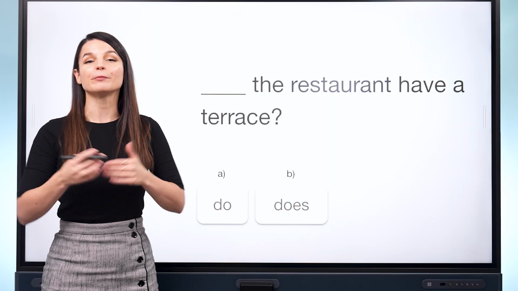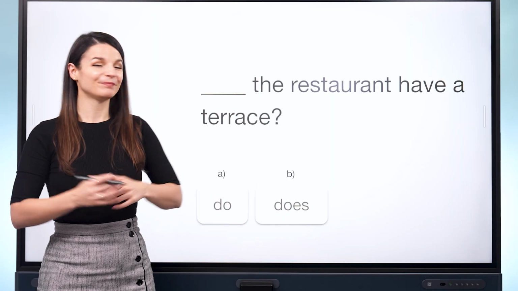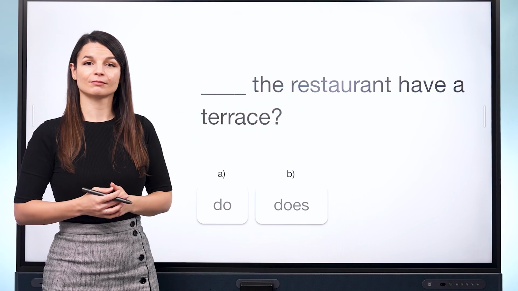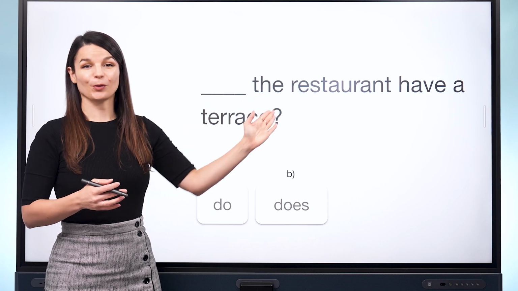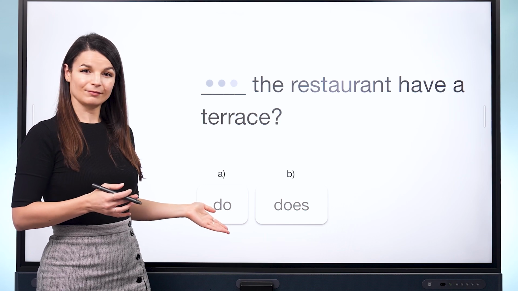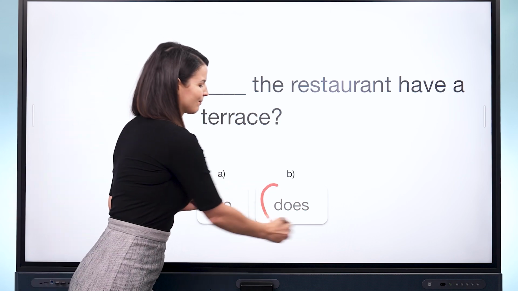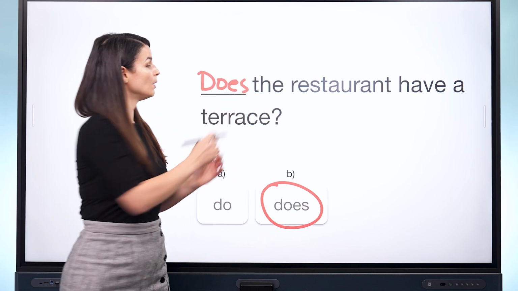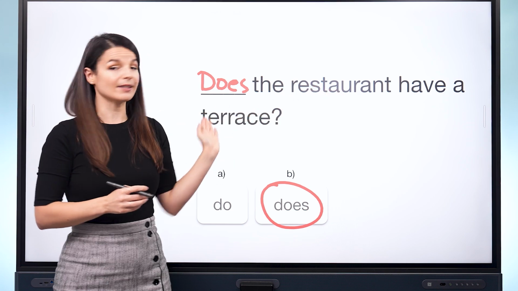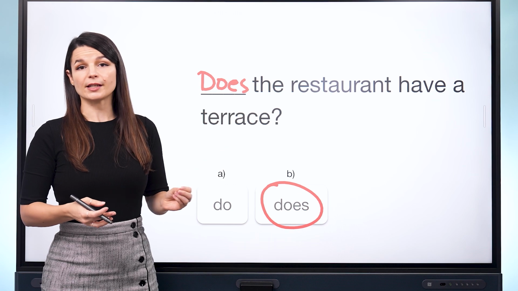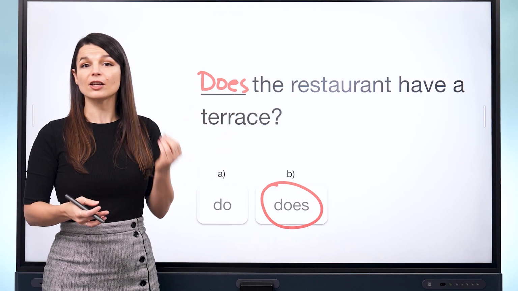Choose the best answer to complete the sentence. Ready? The restaurant have a terrace. Does. Does the restaurant have a terrace? Does is used here because the restaurant is a singular noun, not a pronoun.